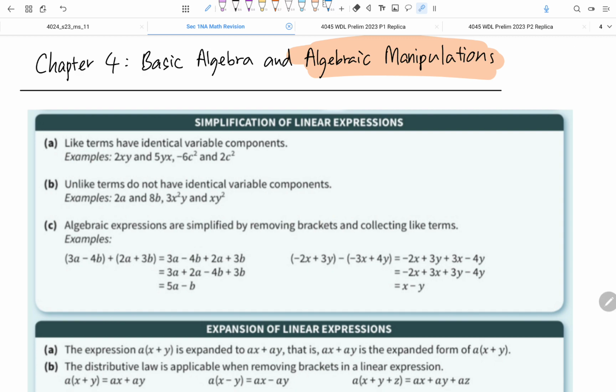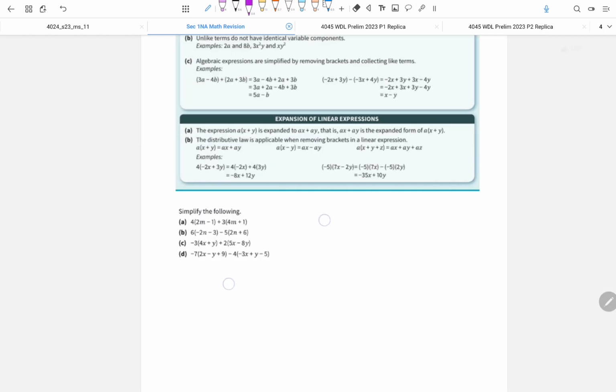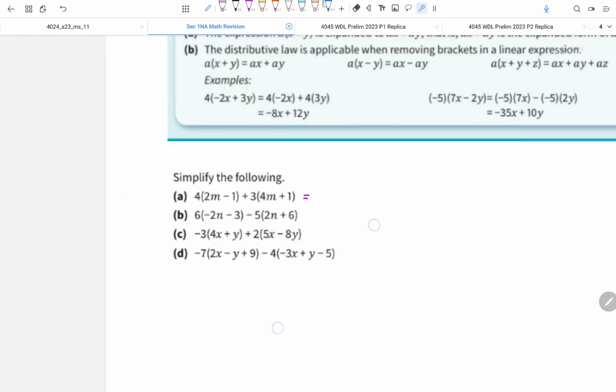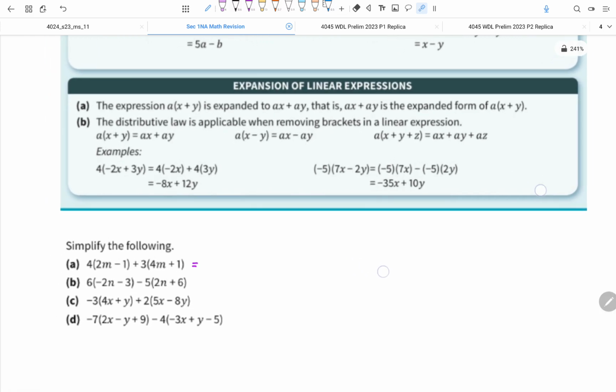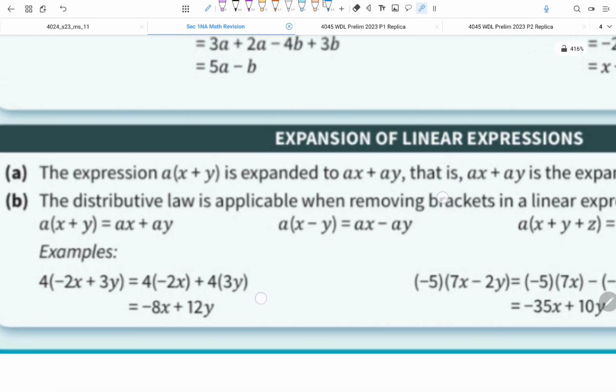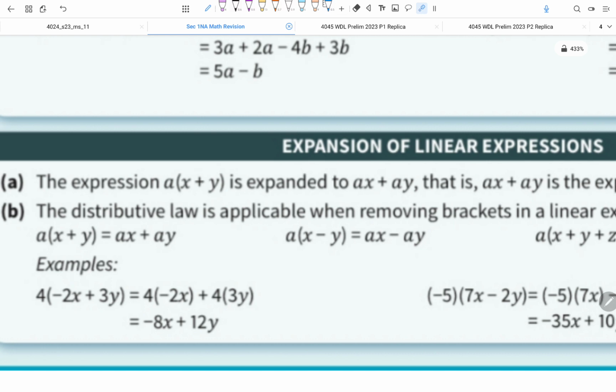We will practice some questions. Alright, example, simplify the following. First one. Okay, in order to do this, we also have to remember the expansion technique. So let's revisit expansion techniques. The expression a bracket x plus y means a multiplied by x plus y. Now how do I expand this? Please use the distributive law. Now the distributive law works like this.